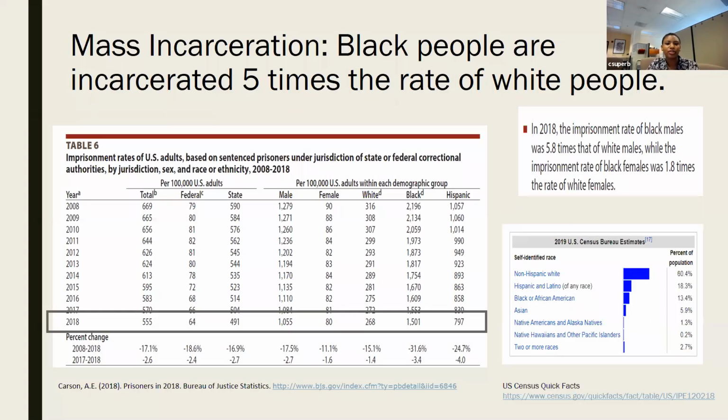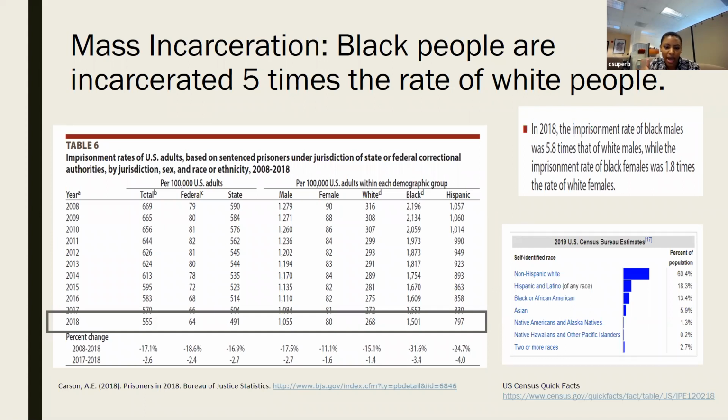All right, so let's look at mass incarceration. You can see here in this slide, if you look where the box is, in 2018, these are stats from the Bureau of Justice Statistics, and you can see the three sets of numbers at the right. We'll see the rates of people incarcerated by race per 100,000 US adults. If we look at the Black rate, we see that 1,500 per 100,000 people are incarcerated, and we compare that to whites, we see that it's around 300. The big point of this is that Black people are incarcerated at 5 times the rate of white people.